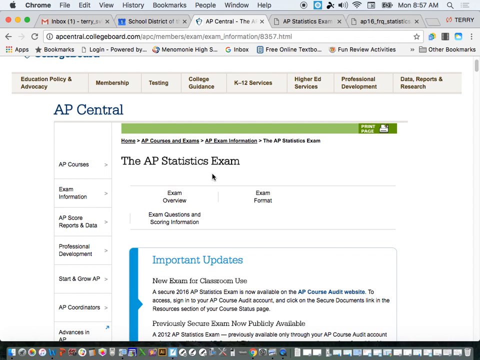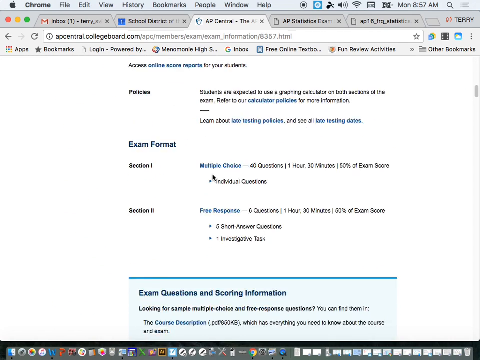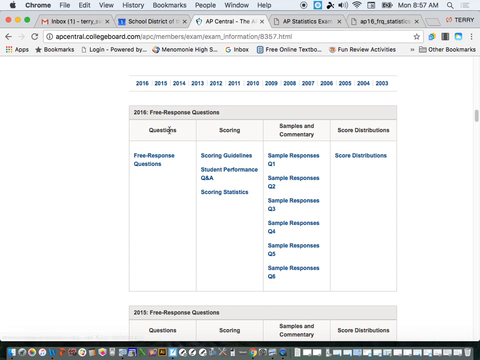I just searched released AP statistics exams, and you can actually see last year's questions, how they scored them, only the free response. You can't see the multiple choice parts. Some years they release the multiple choice. And then they show scoring guidelines and sample students' responses and score distributions. So we'll look at some of these sample questions and score them over the next few weeks here. And maybe even do a practice test. Maybe set up an AP study session where we can do a practice test.